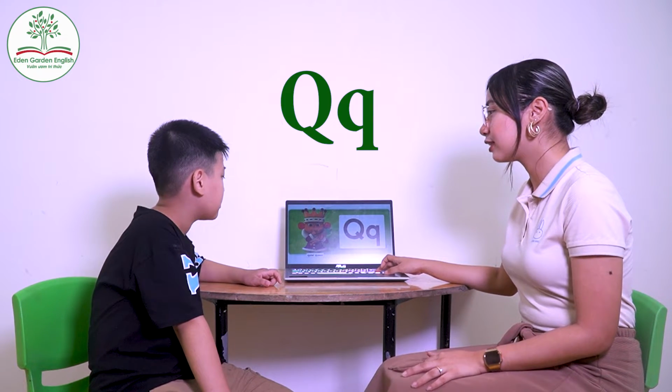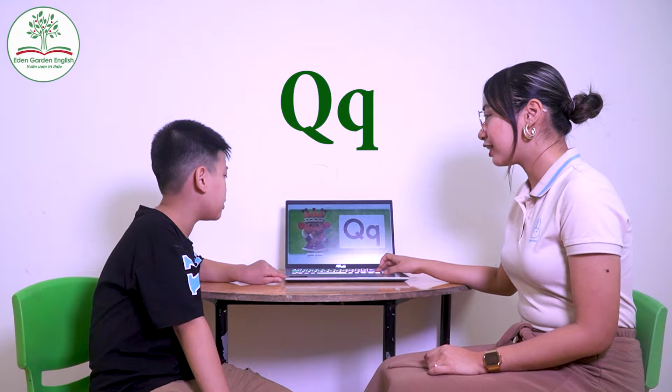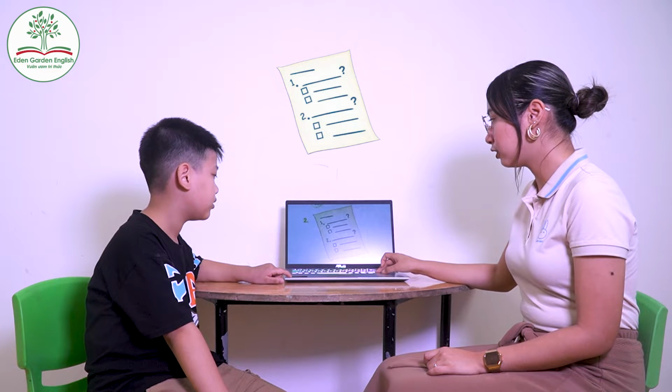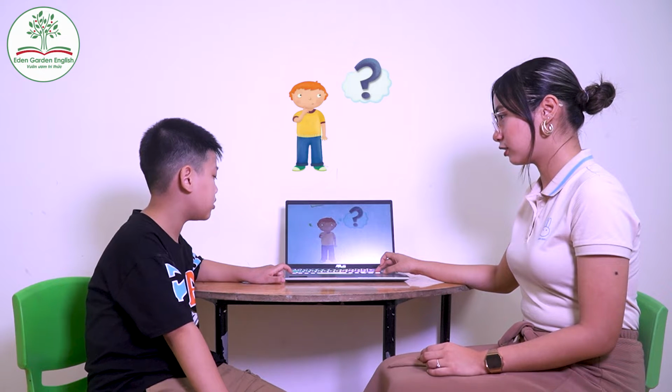Next one. Letter Q. Now, what is it? Queen. It is a queen. Quiz. Next one. Question. Very good. Now what letter is it?